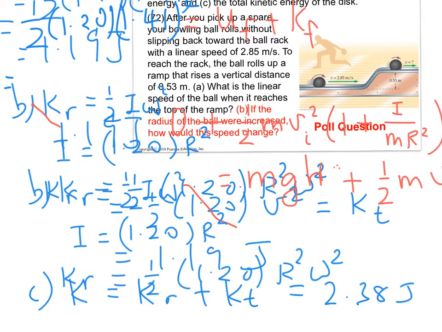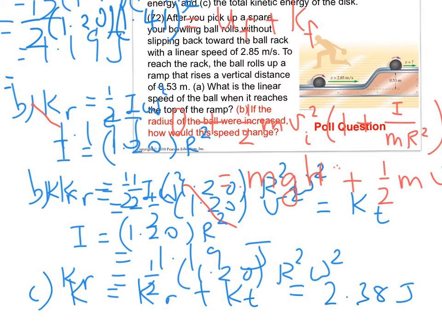Now, as I was saying, the reason I brought this up is because if you look at the question, part B asks, if the radius of the ball were increased, how would the speed change? The only way you can answer that question is not to put any numbers in. Professor, question. Yeah. It's 1 plus 2/5 m r squared divided by m r squared. You just substitute for I in here, you get 2/5. Then 1 plus 2/5 is 7/5.